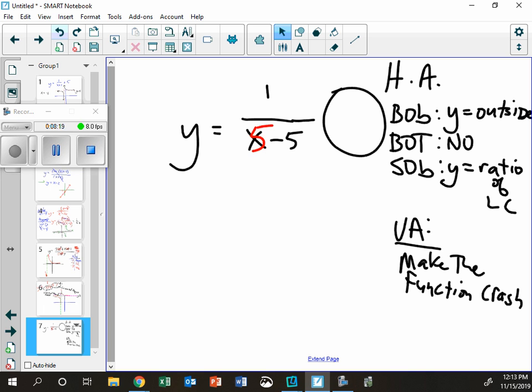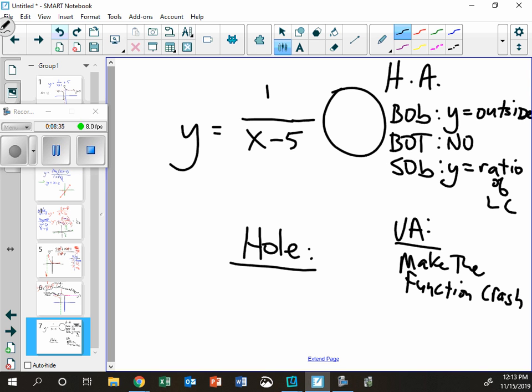All right. So, there's horizontals, verticals, and then there's one other thing that you have to know about, and that is something called a hole. The best way to explain this is to give you an example.